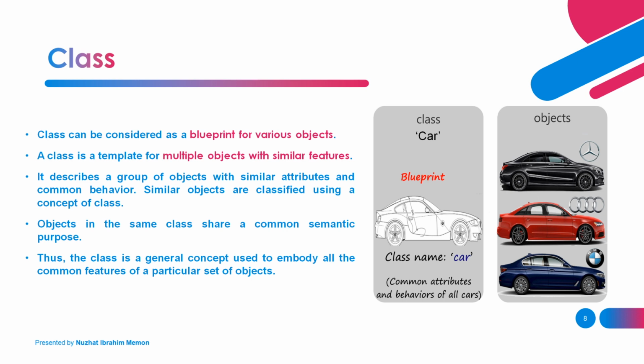We can say that the class is a general concept used to embody all the common features of a particular set of objects. See in this image, here we have the class name car, describing common attributes and behavior of all cars. In the car class, individual cars are considered as objects. Here we have three objects, and each and every object has two characteristics, that is state and behavior.